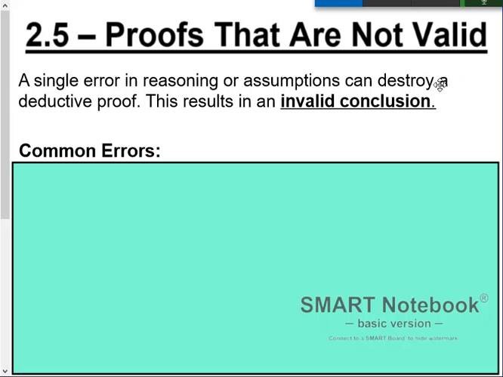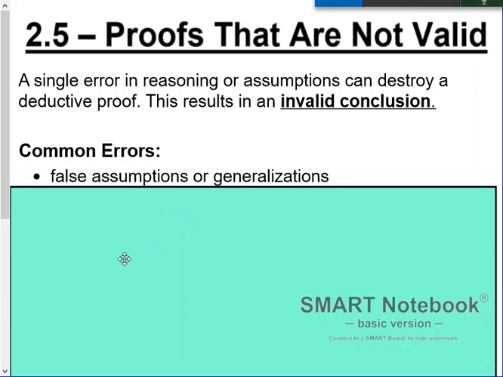Okay, our Unit 2, Section 5 notes are proofs that are not valid. All it takes is a single error in reasoning or assumptions, and that'll destroy a deductive proof. So this results in an invalid conclusion. Some common errors we see in deductive proofs are starting off with a false assumption or generalization. Remember, our deductive reasoning starts off with general assumptions, truths, and if that is wrong, everything that follows is going to be wrong.